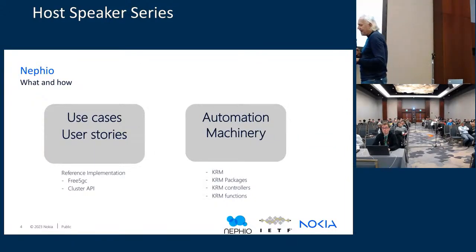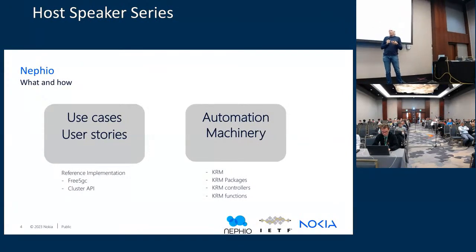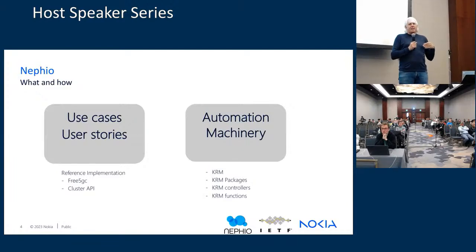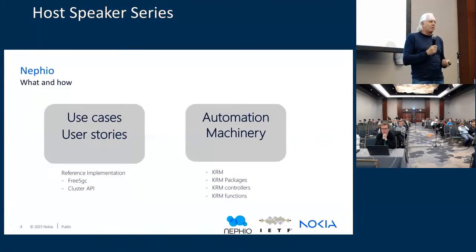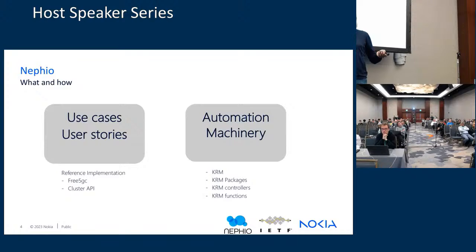And in order to prove that, we are using reference implementations, and one of those is FreeFive-GC. FreeFive-GC is an implementation of a 5G core. For those familiar with the terminology, you have a UPF, an SMF, an AMF, and an NRF, so you have the whole framework there. And we are using that to prove that use case. We also started to provision infrastructure, so we are provisioning clusters and so on. There is an implementation of Cluster API, which is a Kubernetes project, and we are using that to illustrate how clusters could be provisioned during that framework that we will talk about.